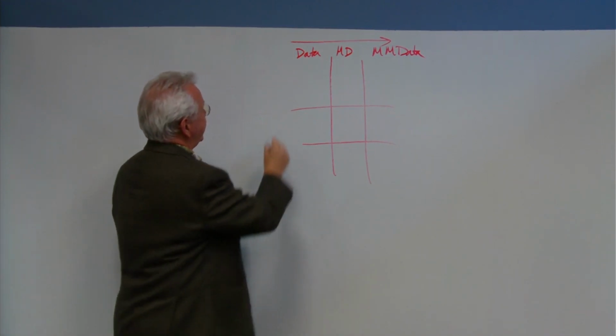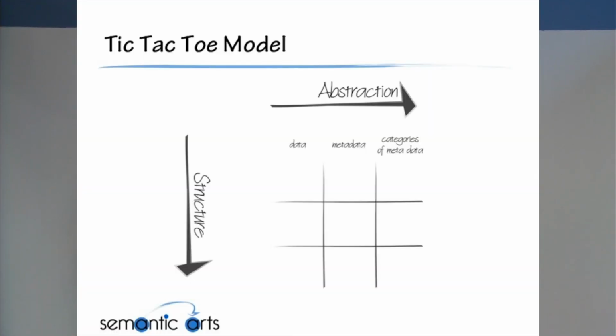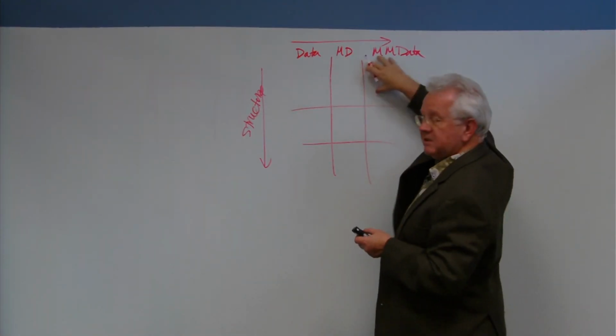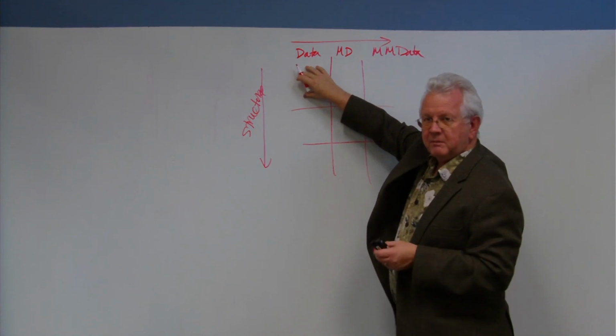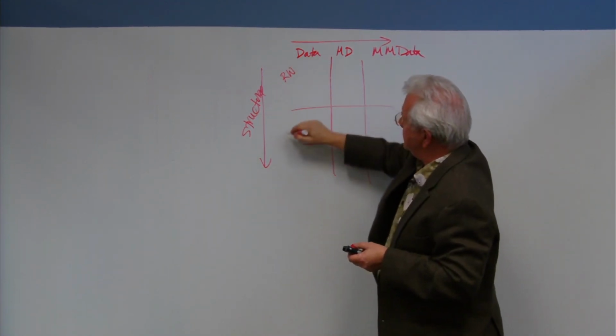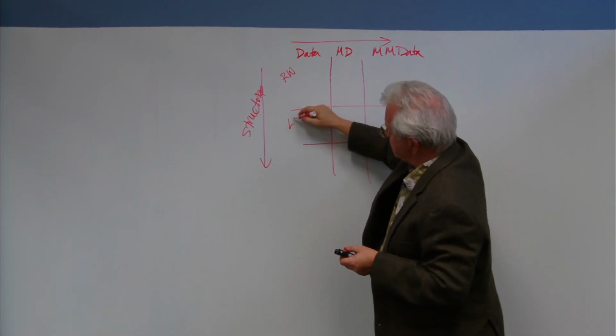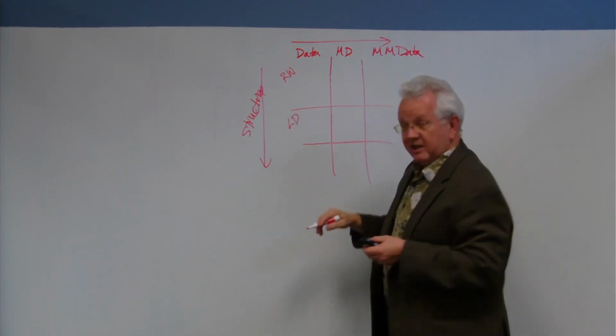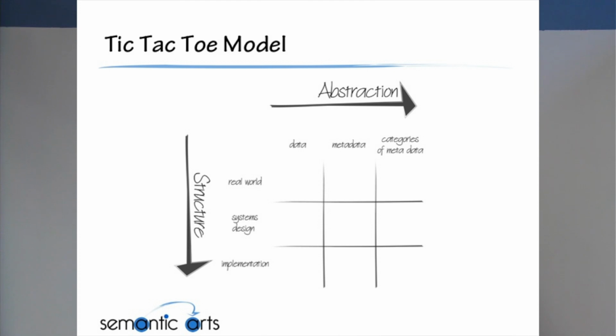And then coming down, we're bringing structure or more commitment to specific design ideas. A lot of people call this top level the conceptual model or the conceptual world, but we like to refer to it as the real world. Then this is the logical model, or the logical design world, and then the physical implementation.